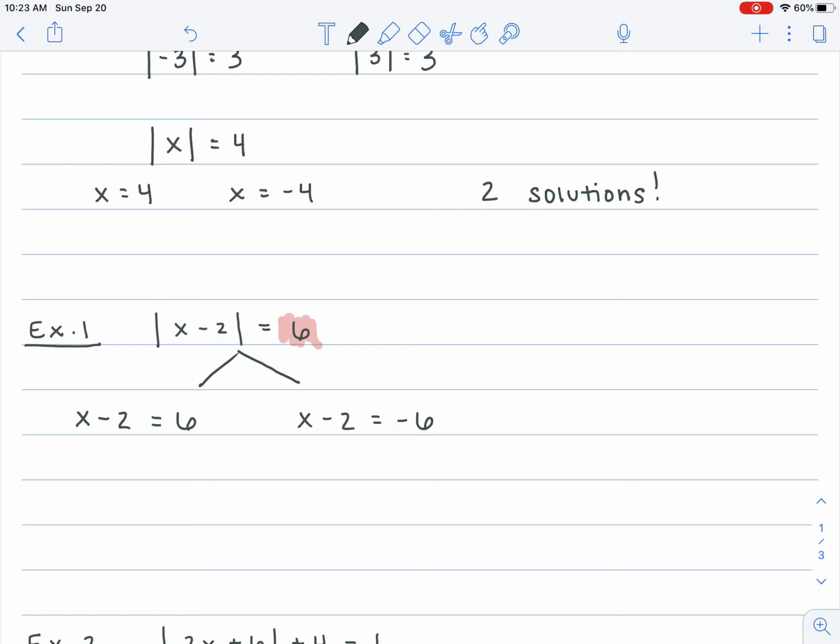So we're going to go ahead and solve this. I would add 2 to both sides for this one, so I get x equals 8. I'm going to add 2 to this side, and I get x equals negative 4.